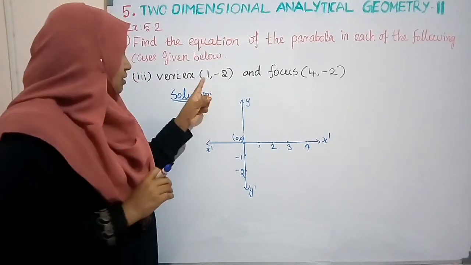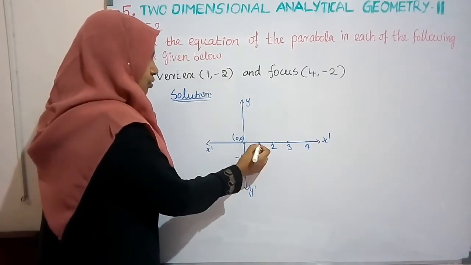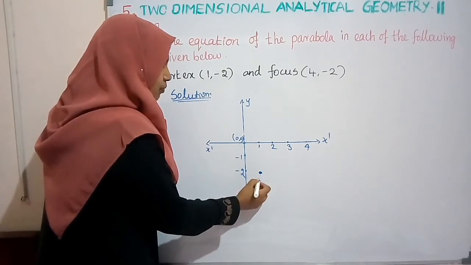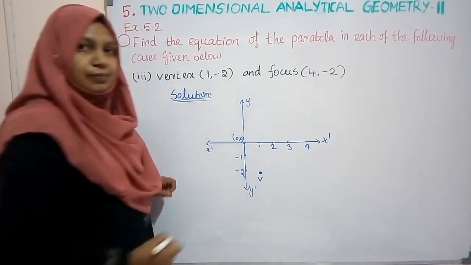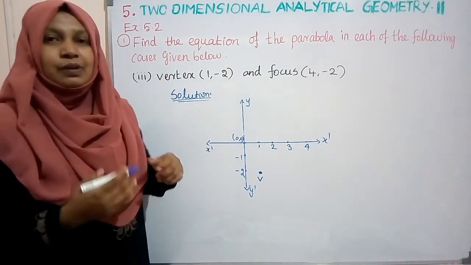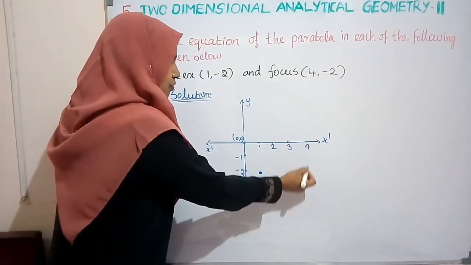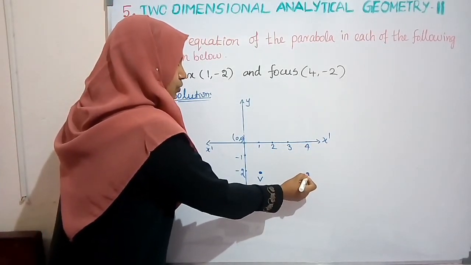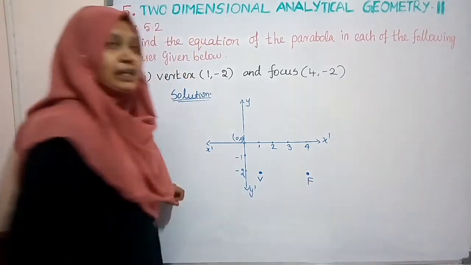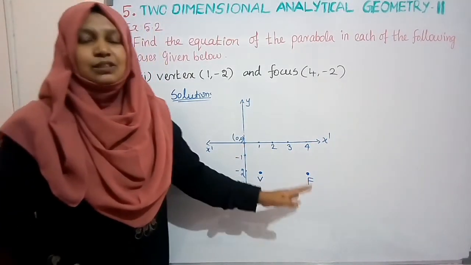See, vertex 1, minus 2. Where will you mark this 1, minus 2? X axis 1 unit and y axis minus 2. So here I am marking the vertex as V. And focus is 4, minus 2. Where will you mark 4, minus 2? See x axis 4 units, so I am taking 4 units and y axis 2 units, that is minus 2. So here I mark the focus as F. You can also mark focus as S. Here I took the focus as F.